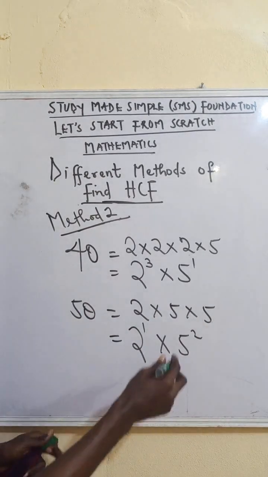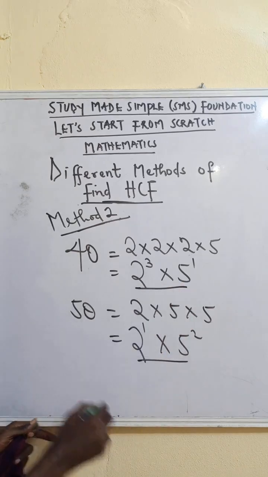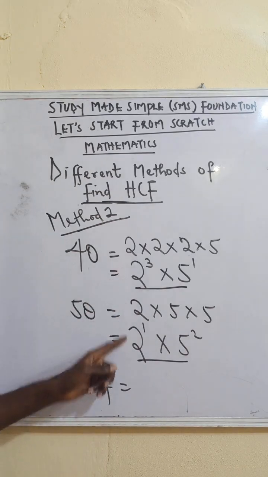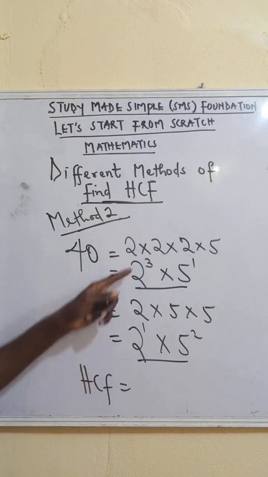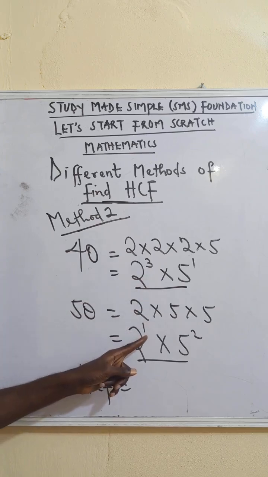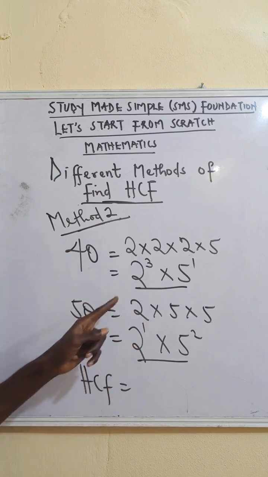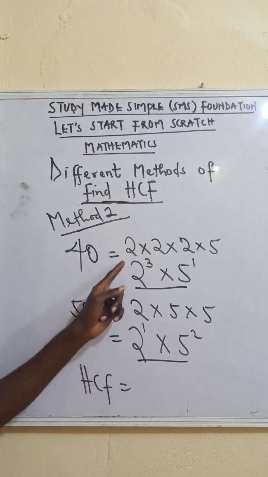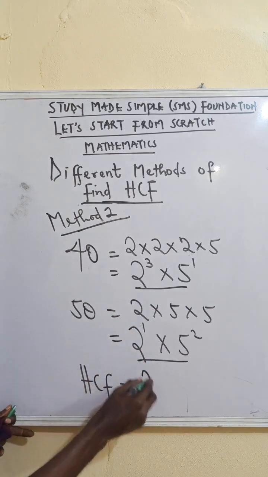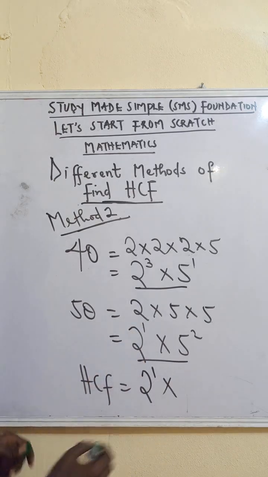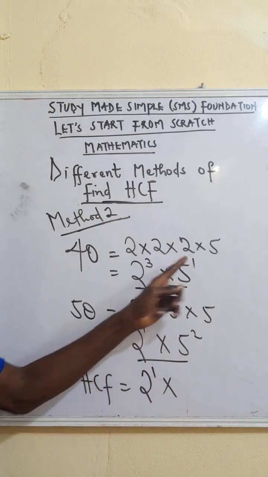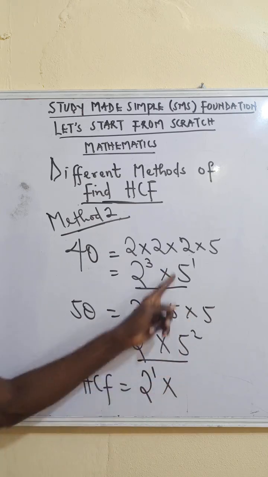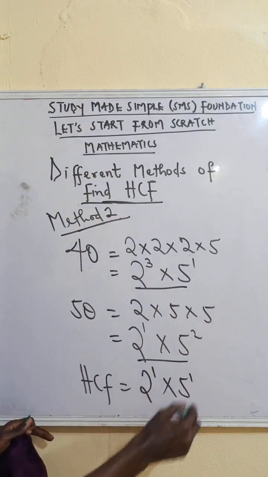Now, this is what I need. My HCF or GCD is equal to, you can see that 2 and 2 are common. But here we have 2 raised to 3 and here we have 2 raised to 1. I will go for the minimum, not the maximum. Between 2 raised to 3 and 2 raised to 1, what's the minimum? 2 raised to 1 is the minimum. Now here I have 5 raised to power 1 and 5 raised to 2. What is the minimum? Raised to 1 is the minimum. I go for 5 raised to 1.